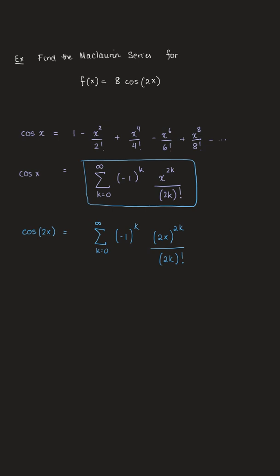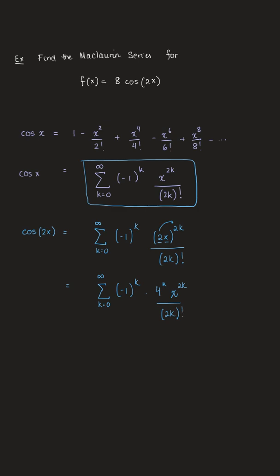And we can rewrite that as the sum from k equals 0 to infinity, negative 1 to the k. Here, both 2 and x are being raised to the 2k. When we raise 2 to the 2k, we get 2 squared to the k, or 4 to the k. We can just leave it like that. Then we have x to the 2k over our 2k factorial.